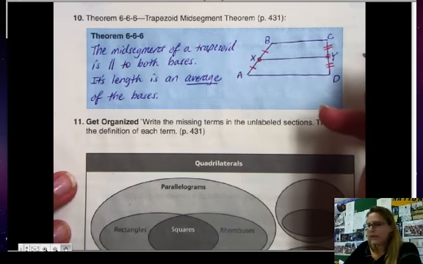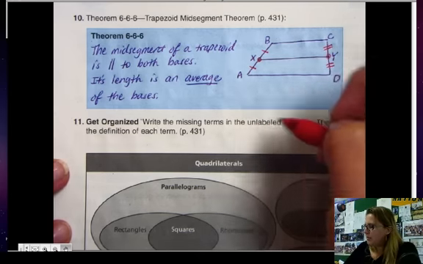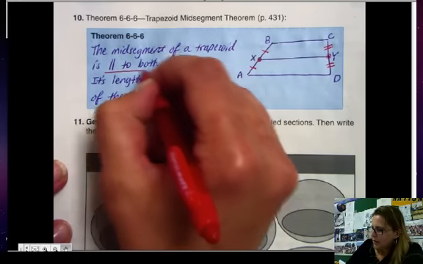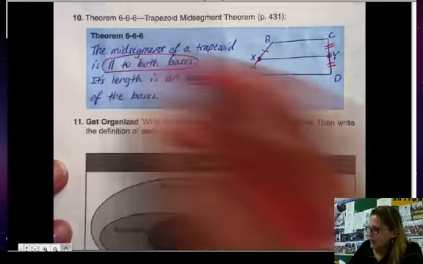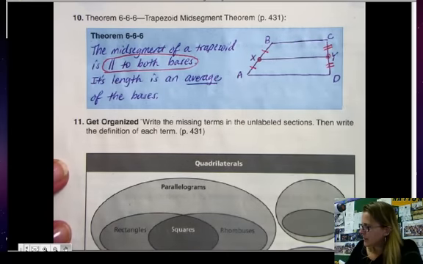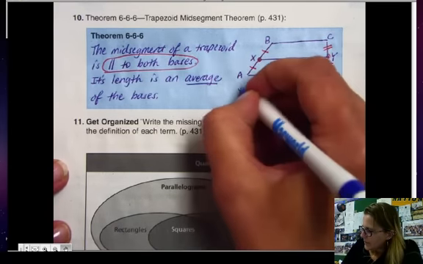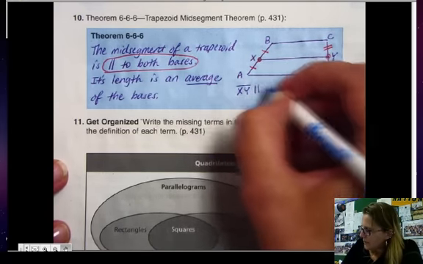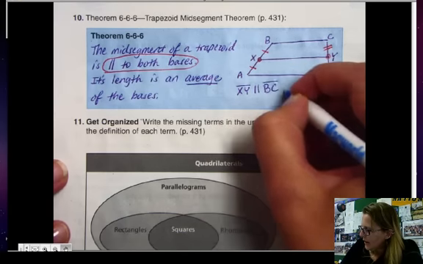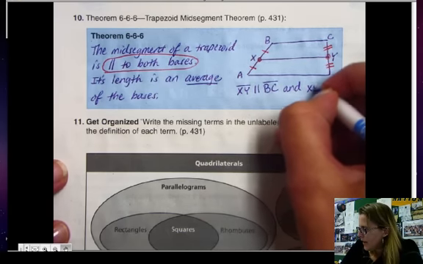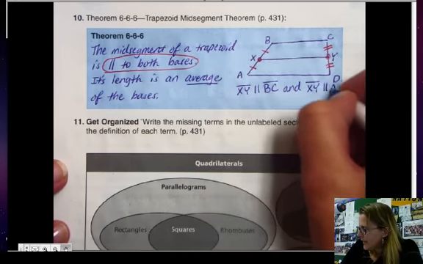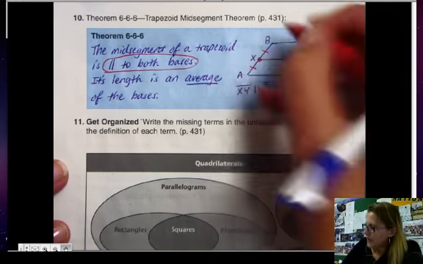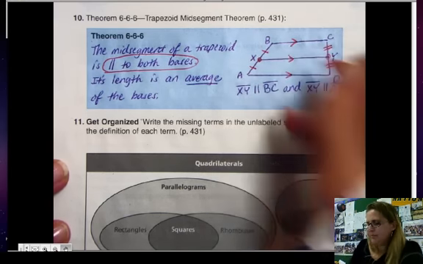So it's a segment that's connecting those. And the cool thing about the mid-segment is that it's parallel to both of the bases. So that means that XY is parallel to BC and XY is parallel to AD. So in fact, all 3 of these are parallel to each other as well.